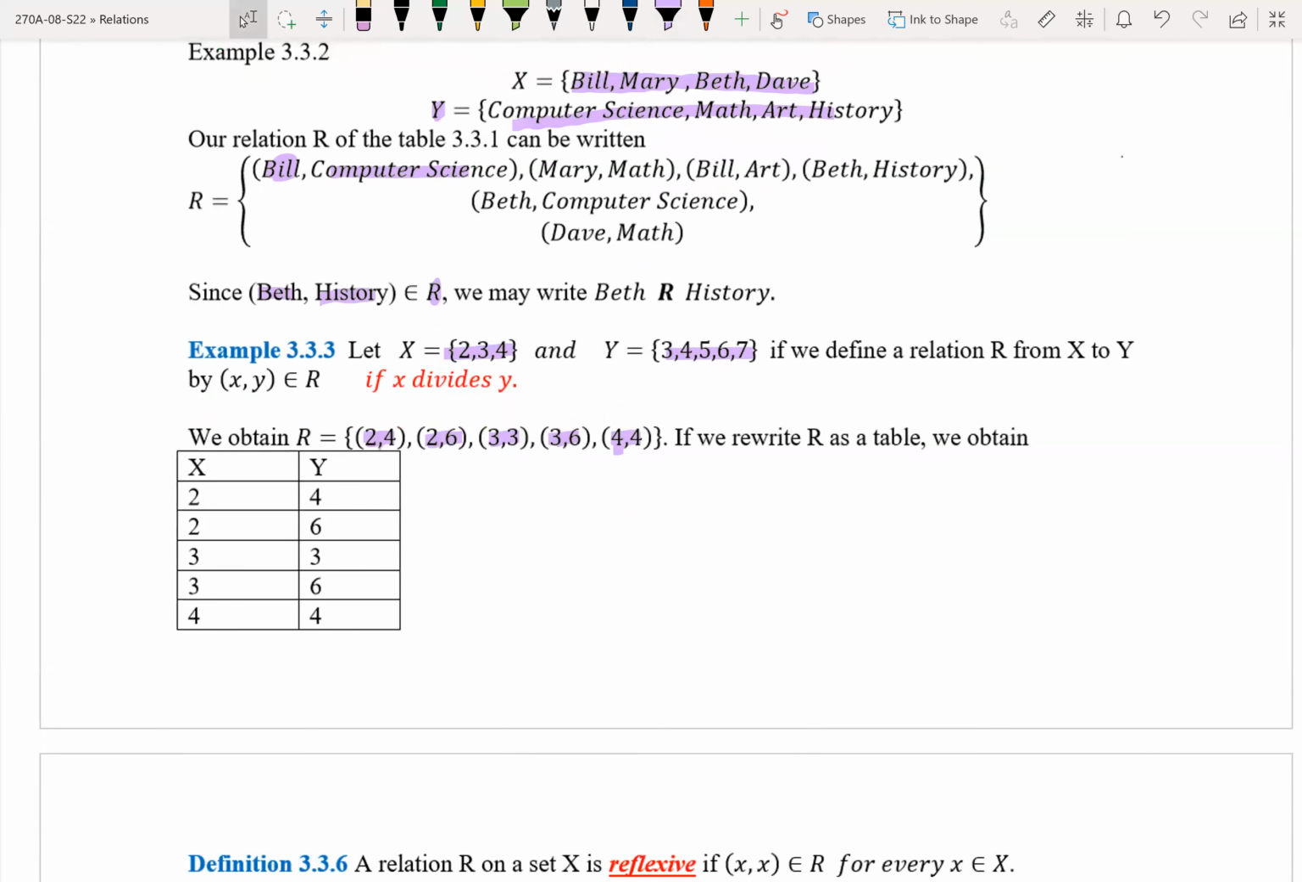Do I have to make sure it's taking every element of the domain as it was in a well-defined function? No, I don't have to worry about that. For a well-defined function, if you remember, all of your numbers from the first set must have one output, but here we're not worried about that. So it's just a relation.